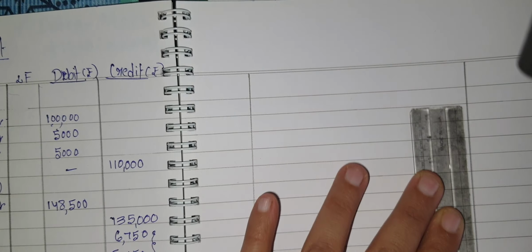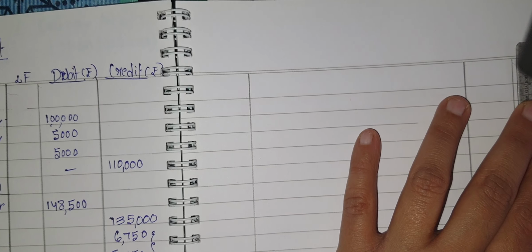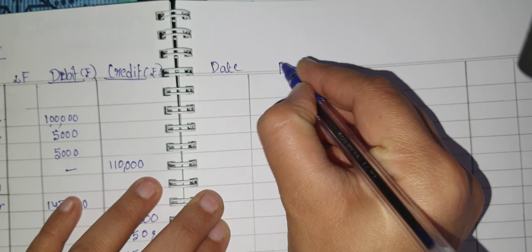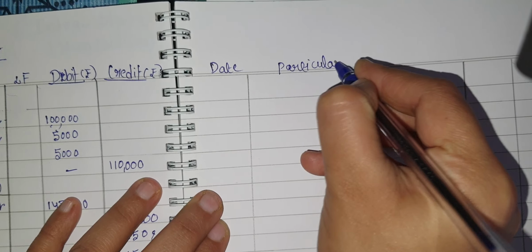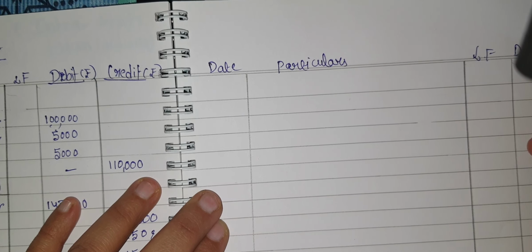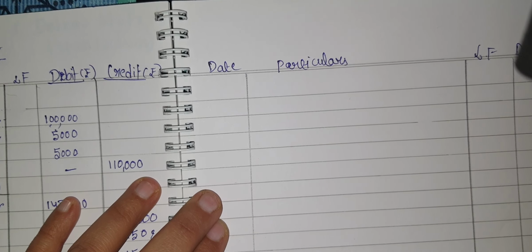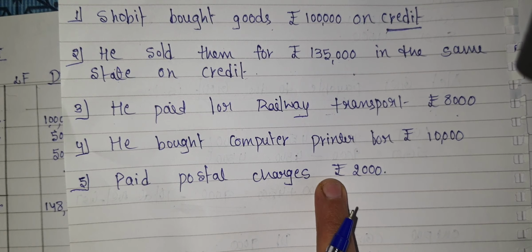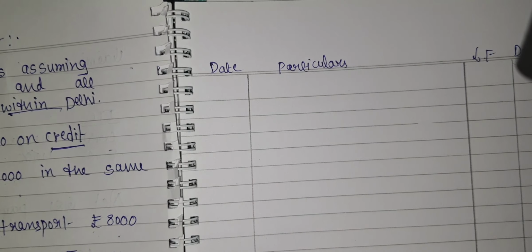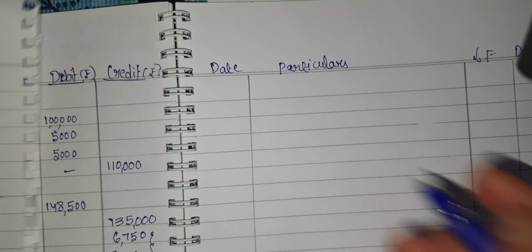Now the last entry, the fifth one. Particulars, ledger folio, debit amount and credit amount. Okay, so the fifth entry: paid postal charges, that is rupees 2,000. This entry is related to expenses. So postal charges, that is rupees 2,000.